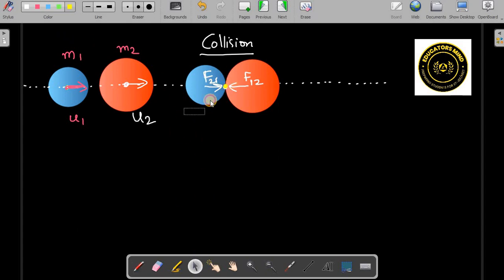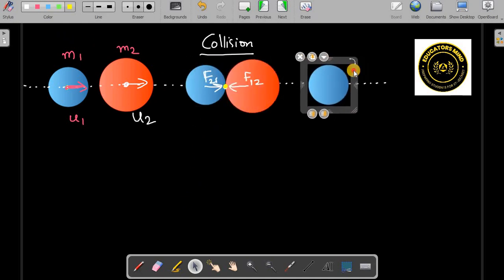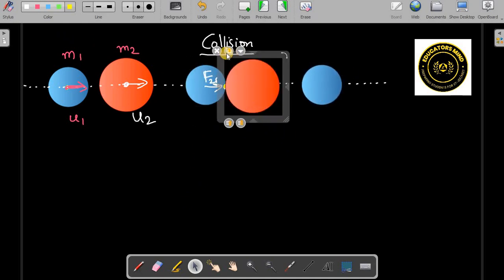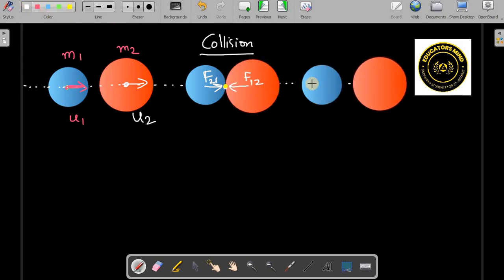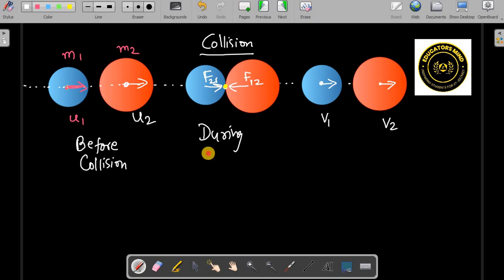Okay, and this is the collision happening. After that what happens? After that they will again separate. So they will separate out. Let us say that they separate and start moving away from each other, right? So now this is going to move in this direction. The direction may be different, but I'm just writing these as vectors. So this is the v1 vector, this is the v2 vector. So this is before collision, during collision, and this is after collision.